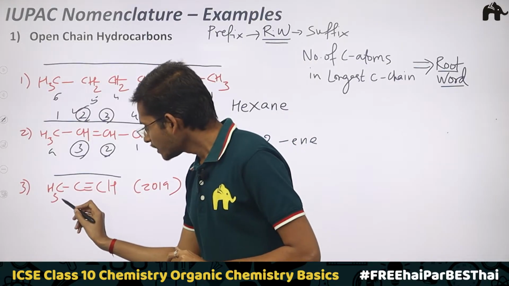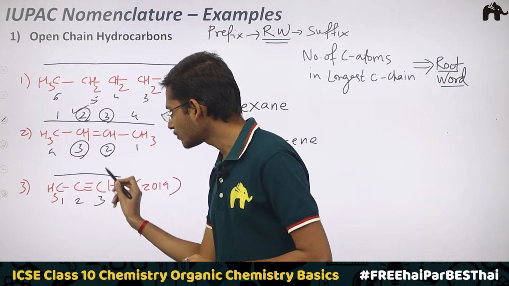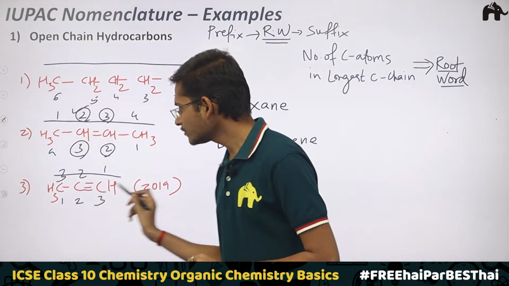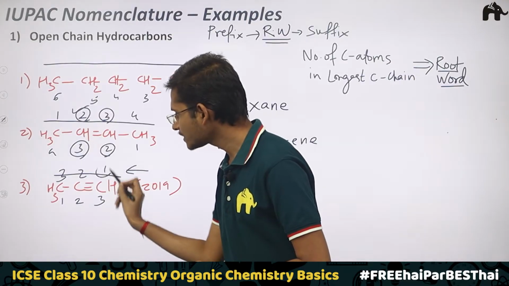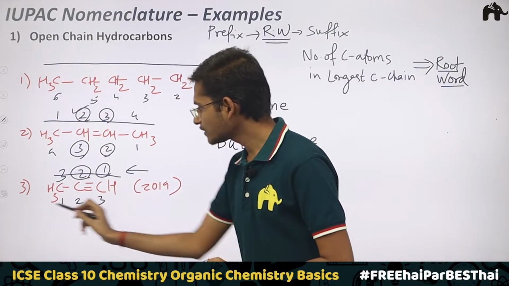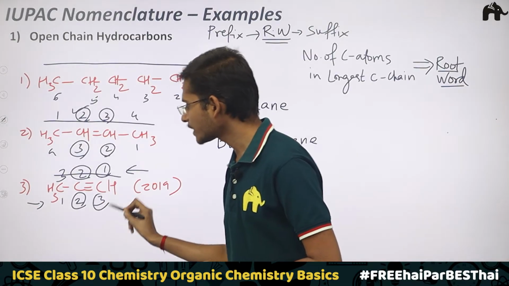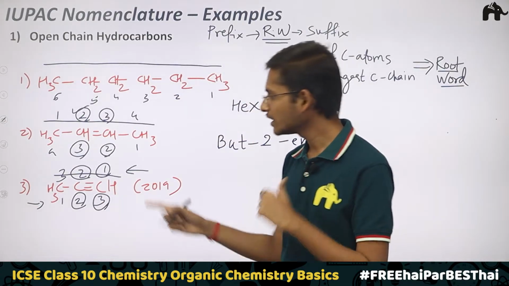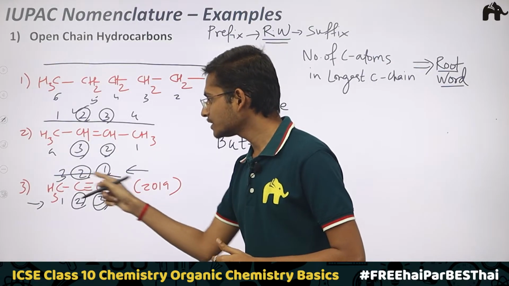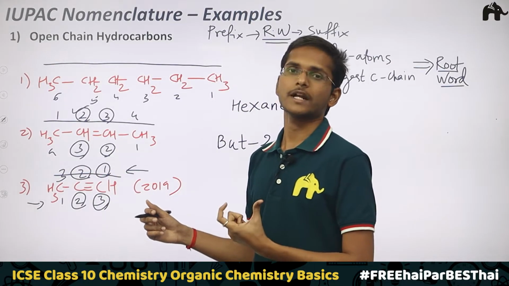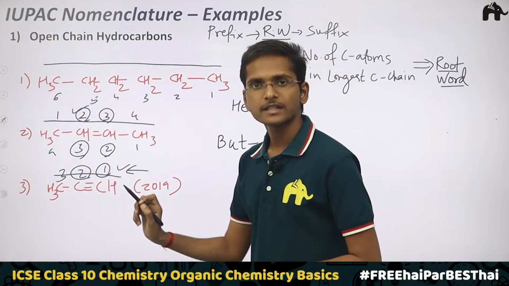So I can number from this side 1, 2, 3. I also can number from this side, 1, 2, and 3. But when I start numbering from this side, the triple bond is between the first and second carbon atom. And when I start numbering from this side, the triple bond is between the second and third carbon atom. So which one would I prefer? First of all, this numbering I would prefer, because our triple bond is between the lower numbered carbon atoms. So this is right, this is wrong. I would just rub it. This is the correct numbering then.